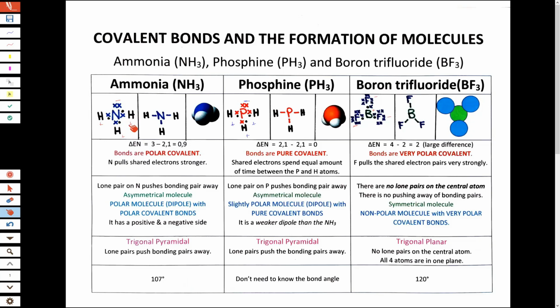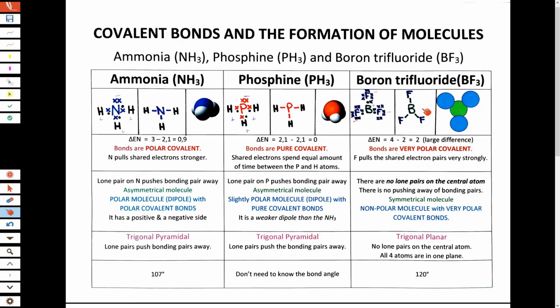Some textbooks and on the internet might say 107.3 or 107.5. And then you don't need to know the bond angle for phosphine. And the bond angle for boron trifluoride is 120 degrees. The angle between each of the fluorines, it's 360 divided by 3. So that's 120 degrees.